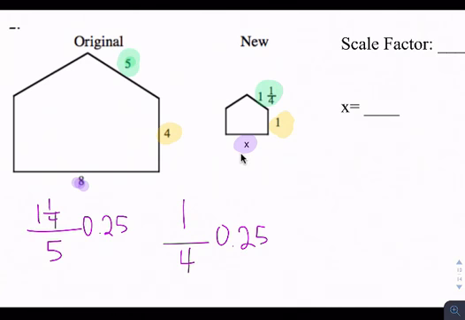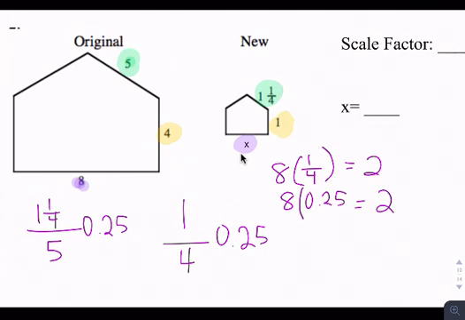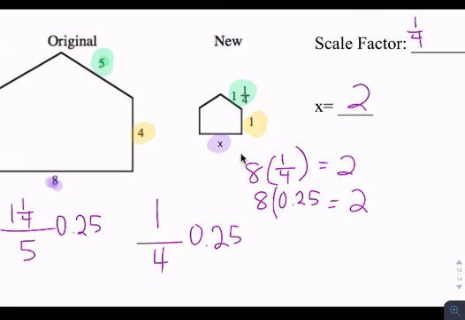But what I want to do is then take my original 8 and multiply it by my scale factor. So 1/4, or 8 times 0.25, and I'm going to get 2 either way. So 2 is X, my scale factor is 1/4 or 0.25.